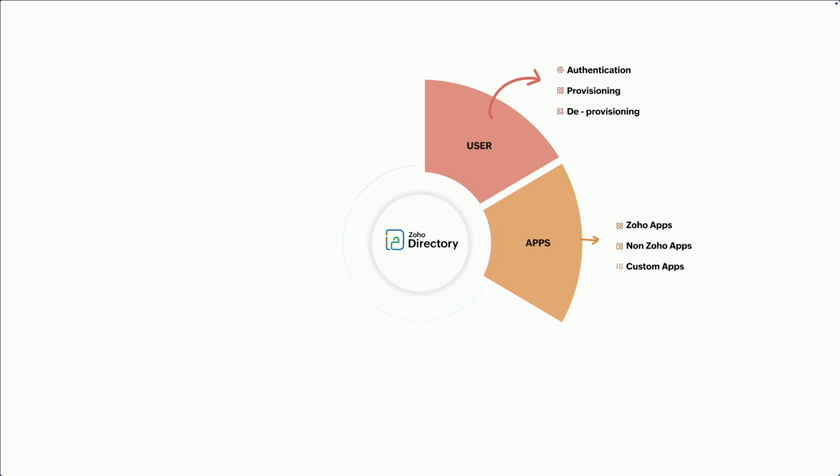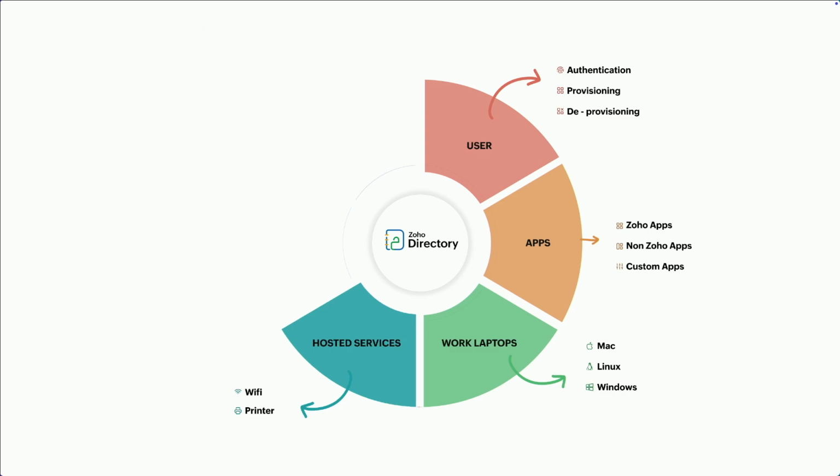and so many other products. Now, are apps everything? For a user to access their app, they need to log in to their device. So Zoho Directory can authenticate your work laptops also. And we are bringing in support for Zoho Directory to authenticate your Wi-Fi and printer systems also. So it's a complete circle. A user needs a device which is connected to a network to access an app. Zoho Directory can authenticate all these things.